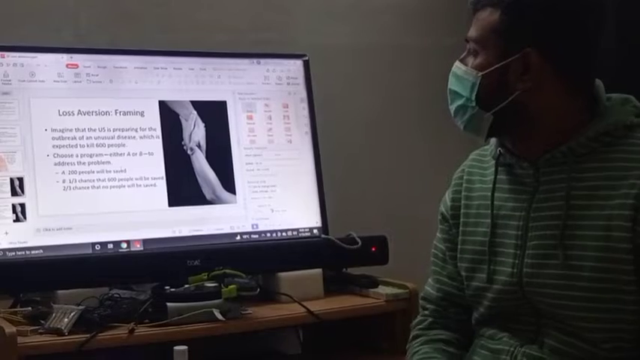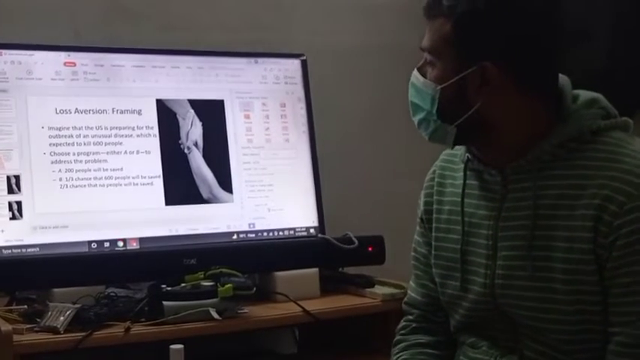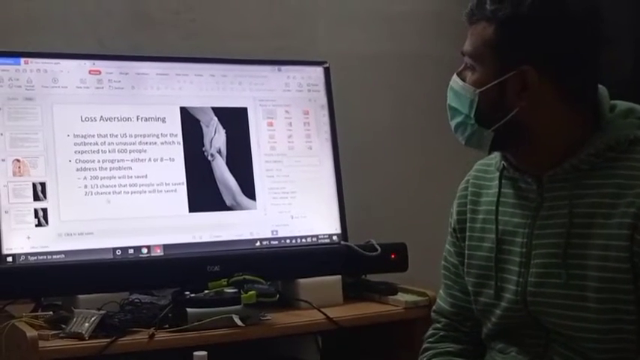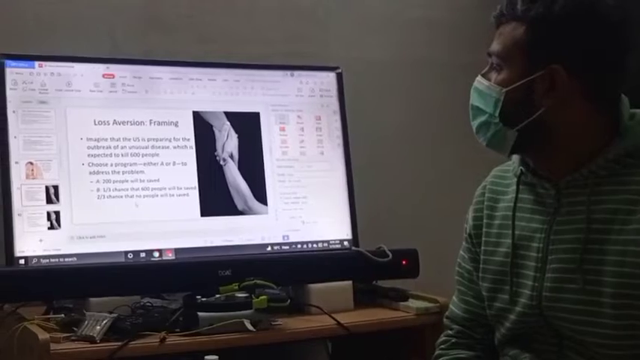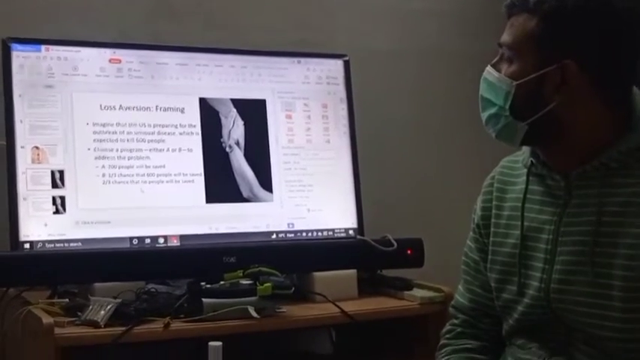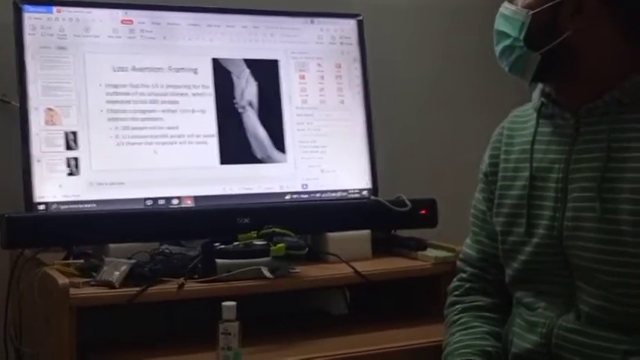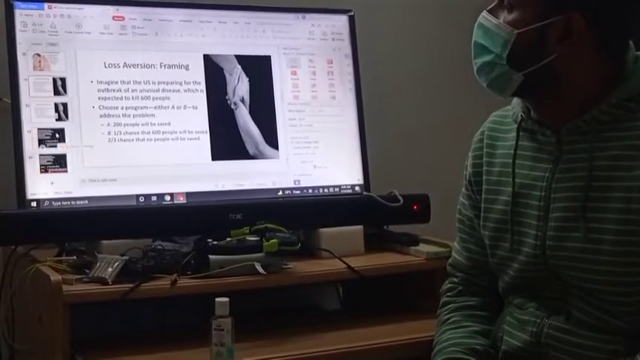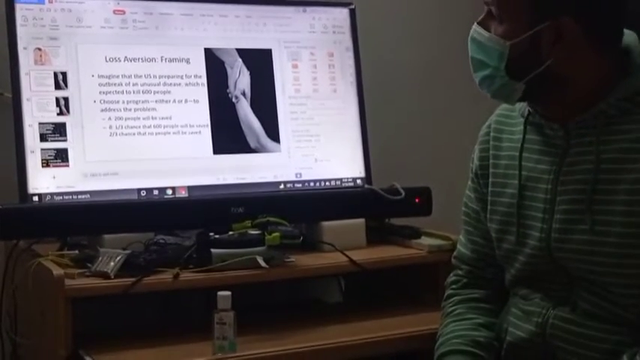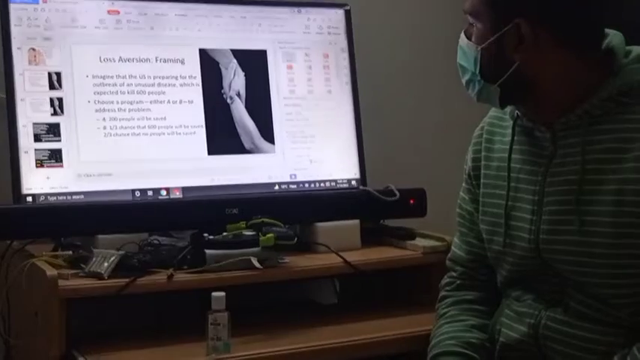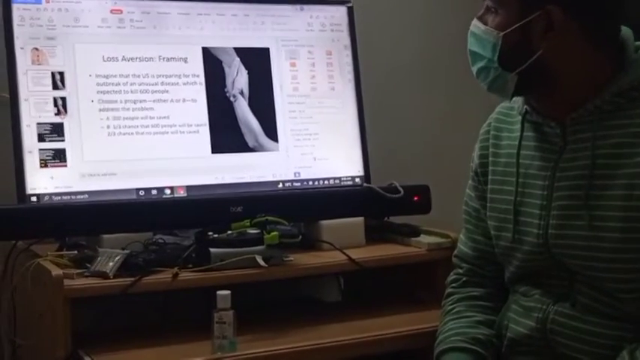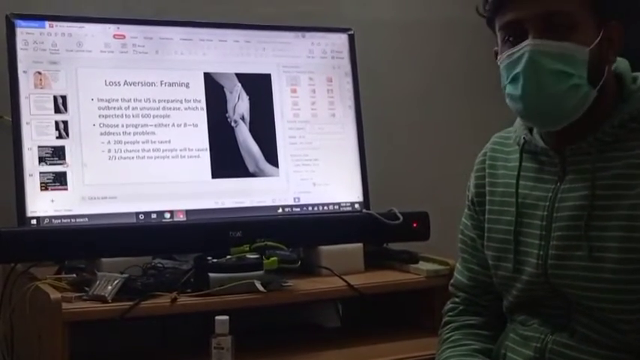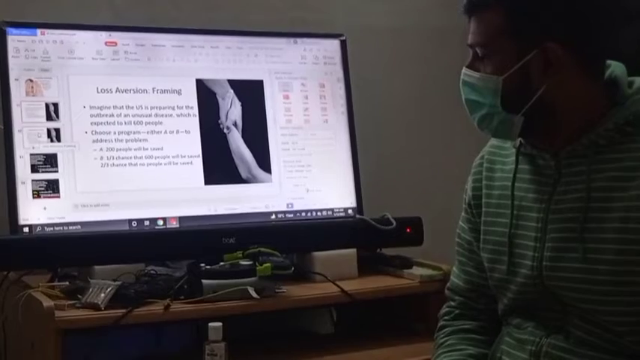200 people will be saved, or 1/3 chance that 600 people will be saved, 2/3 chance that no people will be saved. So which one we pick as a reference point depends on how we look at the problem, and depending on that, the decisions will be made. And obviously, in either case, the decision would be unique, which means the decisions would be different if we compare situation A and situation B.